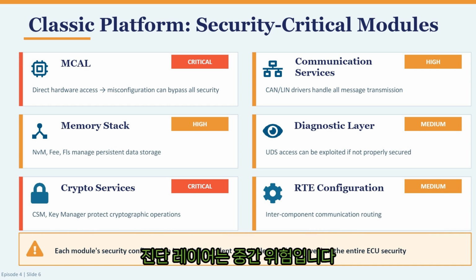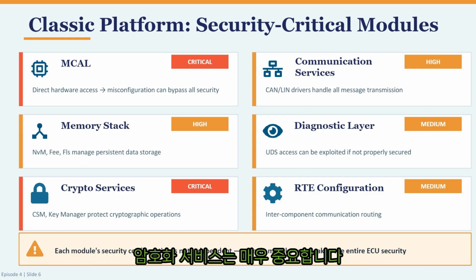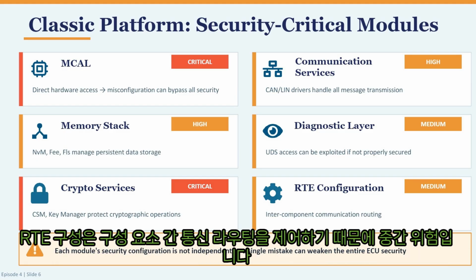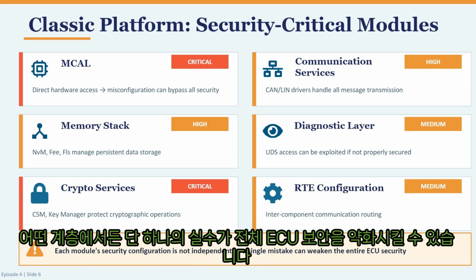Diagnostic layer is medium risk. UDS access can be exploited if not properly secured. Crypto services are critical. The Crypto Service Manager and Key Manager protect all cryptographic operations. And RTE configuration is medium risk because it controls intercomponent communication routing. Here's the key takeaway. Each module's security configuration is not independent. A single mistake in any layer can weaken the entire ECU security.